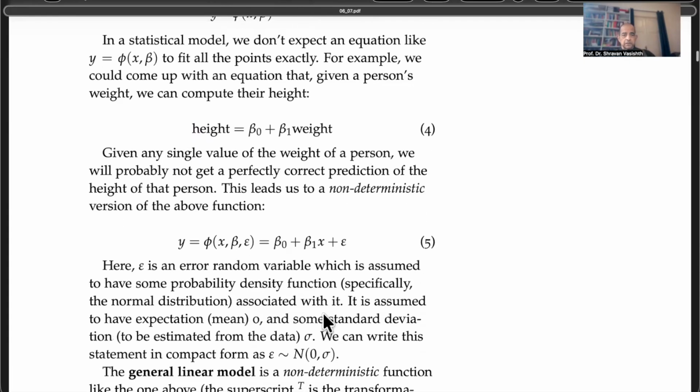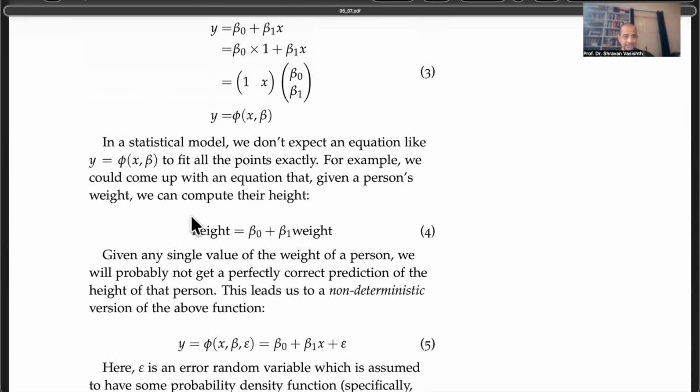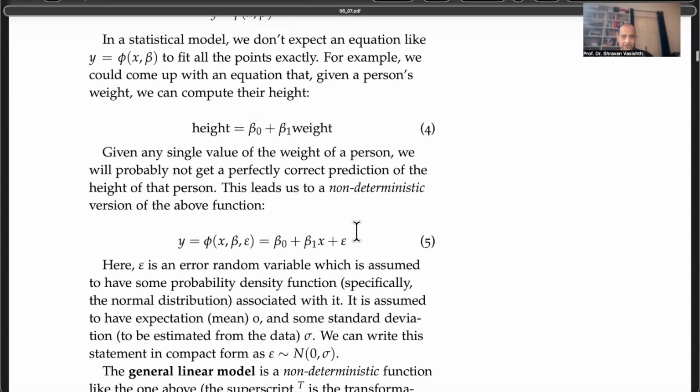So the problem we are facing now is that we have a non-deterministic version of this kind of deterministic model. This kind of model actually implies that if I know the weight, I can predict the height exactly, right? Which is obviously not true, right? So there's always going to be some error, some deviation between the prediction and the actually observed y value, right?